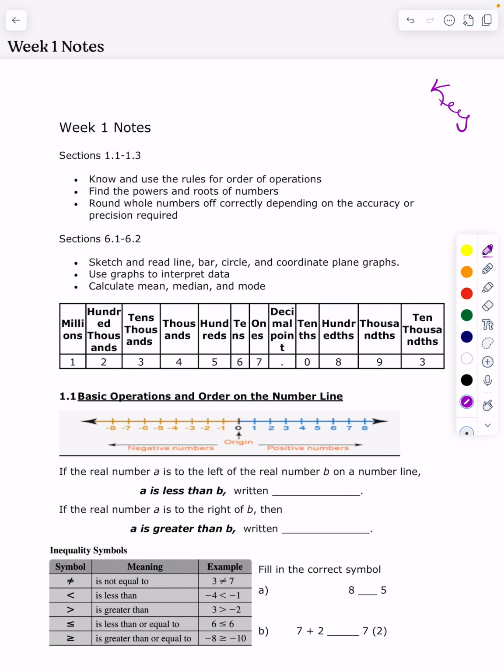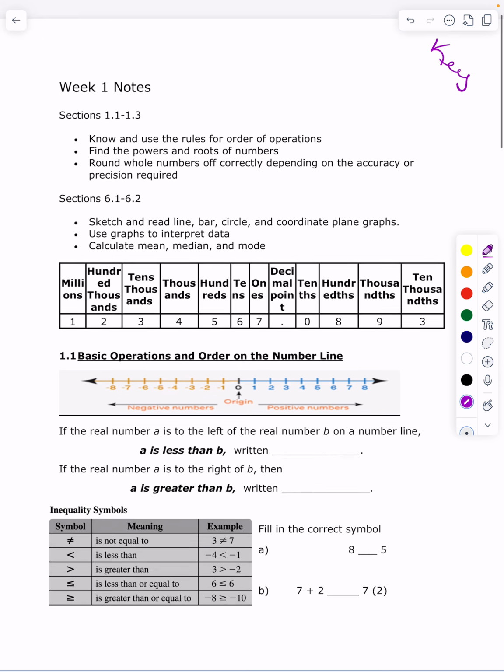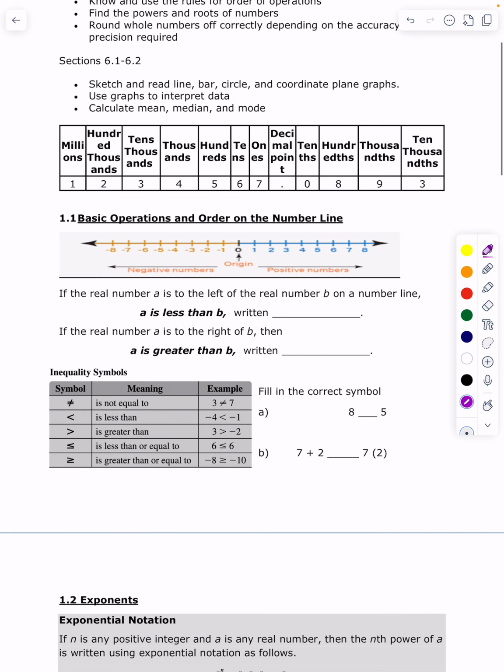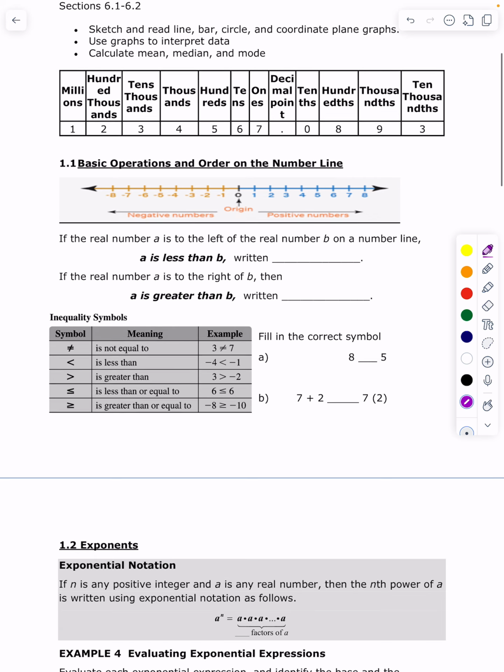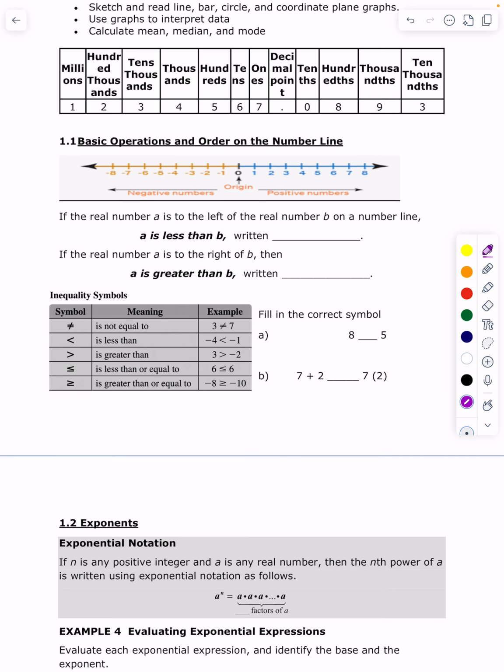Welcome. These are the week 1 notes for career math. This recording will cover sections 1 through 1-3. Okay. So first off, we want to start with basic operations on the number line and ordering numbers.